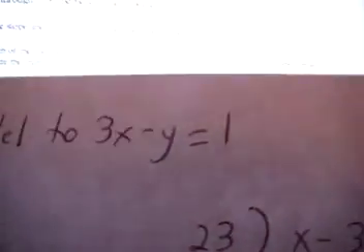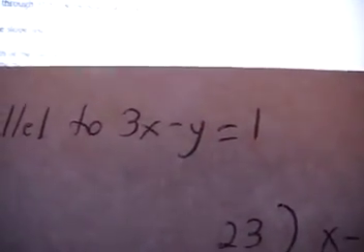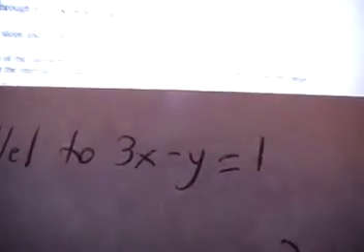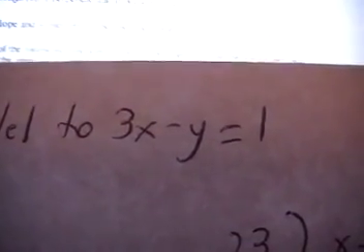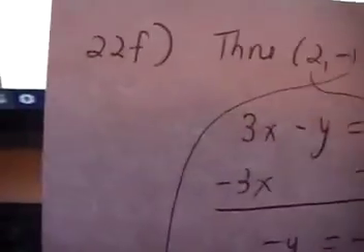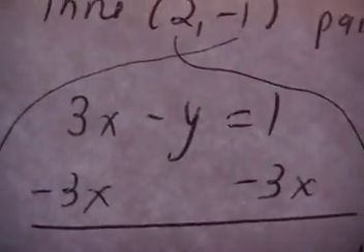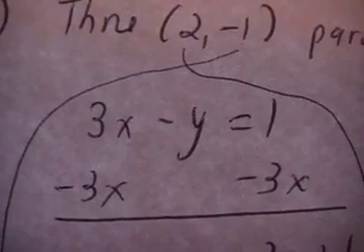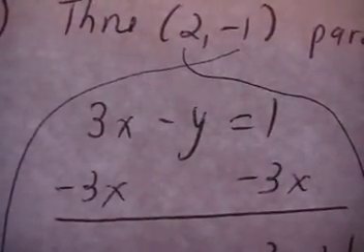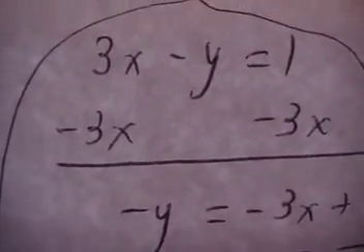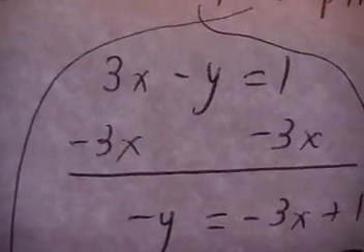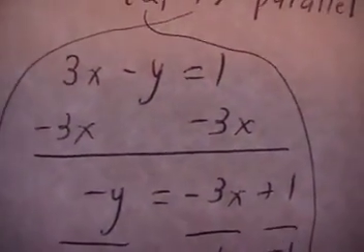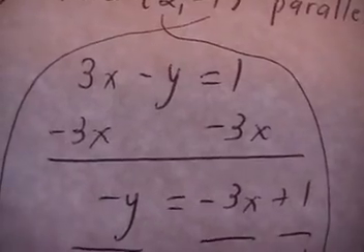So the first thing you would do is take the given line, 3x minus y equals 1, figure out what the slope of that line is. You can't tell in this version. You can't see the slope till the y is by itself. So I took the 3x minus y equals 1, I subtracted 3x from each side. Now when you do that, don't lose the negative on the y. The y is still negative. The 3x's cancel, but the y is still negative. The other side becomes negative 3x plus 1.